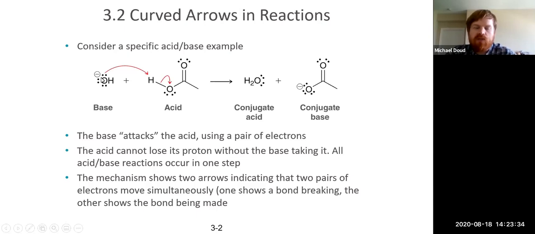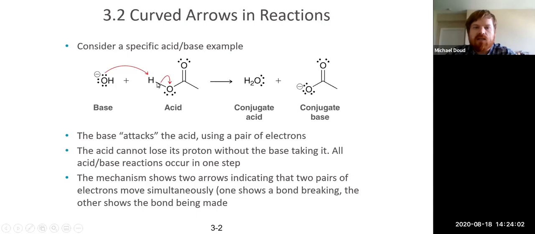As we draw the curved arrows here, the first thing that happens is that the lone pair on the base attacks the proton on the acid. Again, the way that we're showing this is the curved arrow starts from the lone pair on the base and points at the proton. That indicates we're forming a new oxygen-hydrogen bond. Because it starts from a lone pair and points at a new atom, that says there's a new bond forming here. So it's going to be a new OH bond.